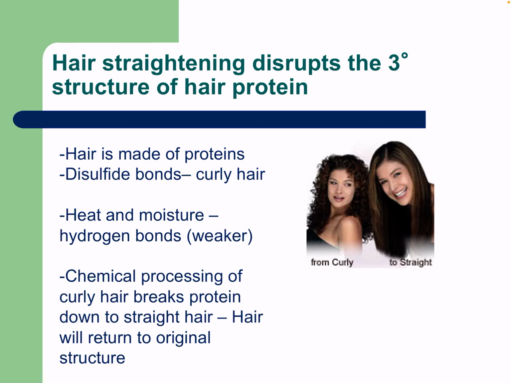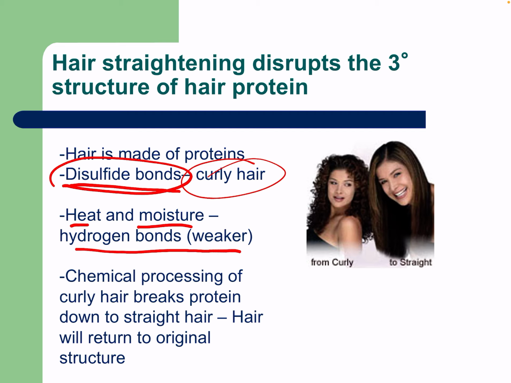One example is that hair straightening disrupts the tertiary structure of the hair protein. As you may know, hair is made up of proteins, and more disulfide bonds result in curly hair. Through the heat and moisture of straightening your hair, usually with the machine, the hydrogen bonds become weaker. This is essentially the chemical processing of curly hair breaking down protein to straight hair. The hair will return to its original structure, and that's why it doesn't permanently stay straight.